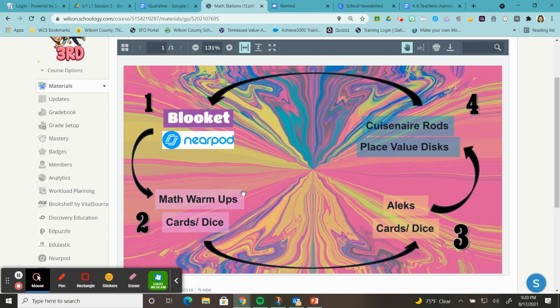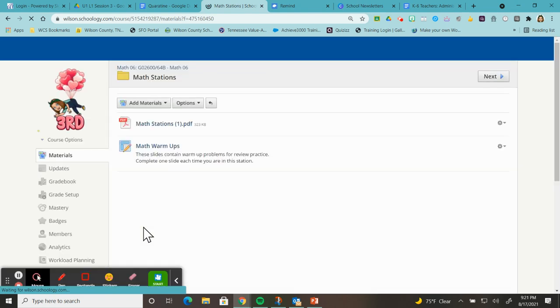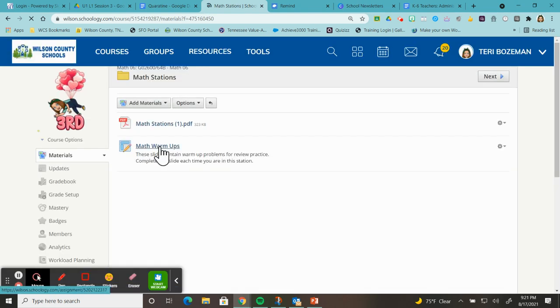Okay? So if you're looking for the math warm-ups, in that math stations folder, if we go back out to math stations, I'm going to click on the math stations folder here. Then we have math warm-ups. And it's going to take a minute to load. There we go. These are the math warm-ups.